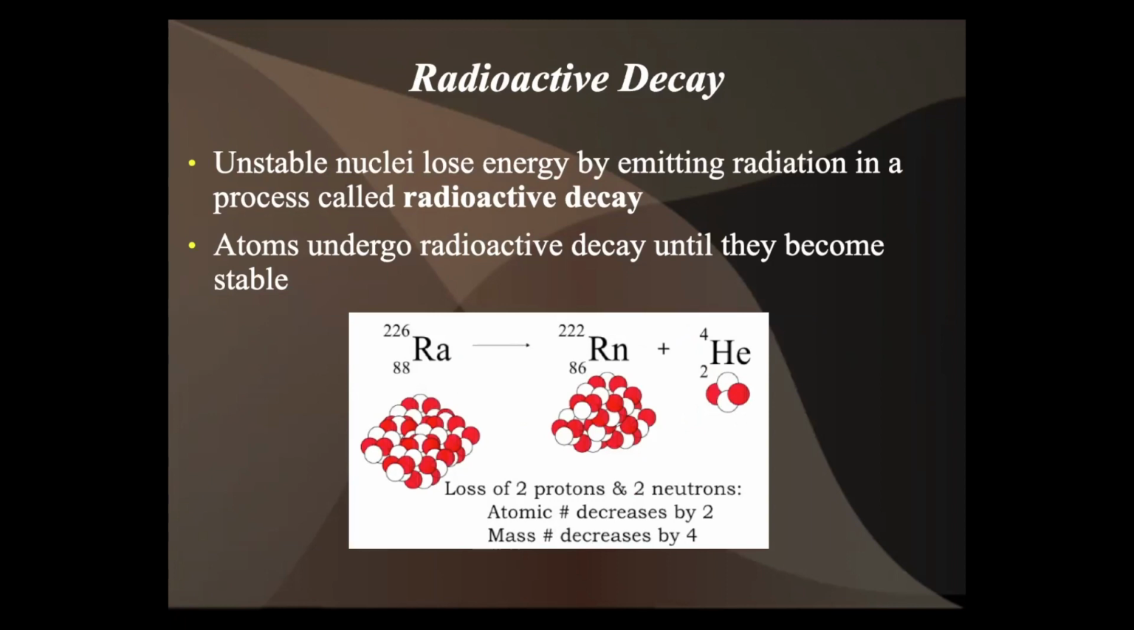So atoms can be unstable if they have the wrong amount of protons versus neutrons. They have to have the right ratio of those two. If they have too many or too few, they'll try to emit energy, protons, or neutrons to become stable.